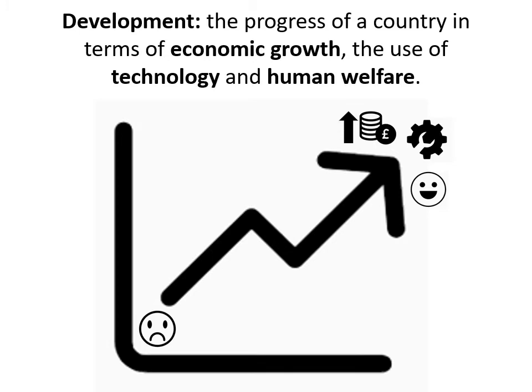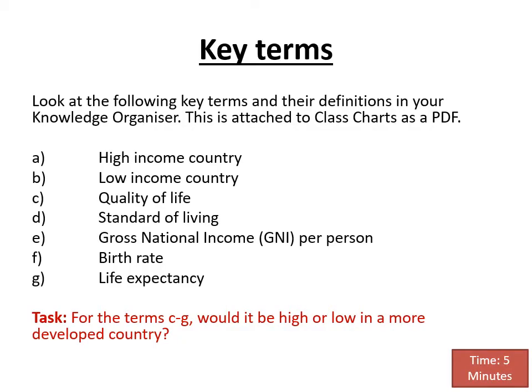Excellent. So development really, if you put it simply, just means a country getting better. It's improving, and it's improving in many, many different ways, because those three terms lead to many, many, many other things. Okay, so there are many ways of measuring development, how developed a country is. On the screen, you can see a number of them as key terms.